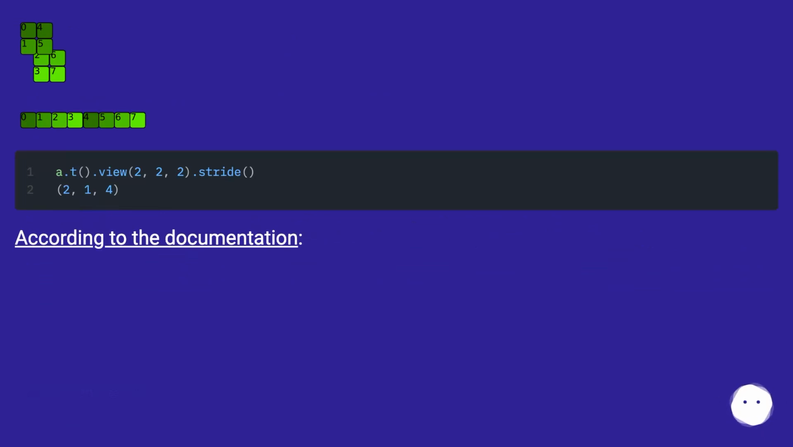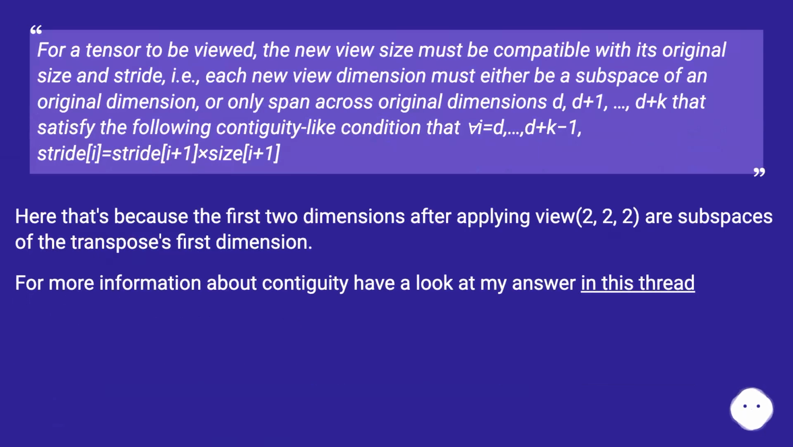According to the documentation, for a tensor to be viewed, the new view size must be compatible with its original size and stride, i.e., each new view dimension must either be a subspace of an original dimension, or only span across original dimensions d, d+1, ..., d+k that satisfy the following contiguity-like condition: for all i = d, ..., d+k-1, stride[i] = stride[i+1] × size[i+1].